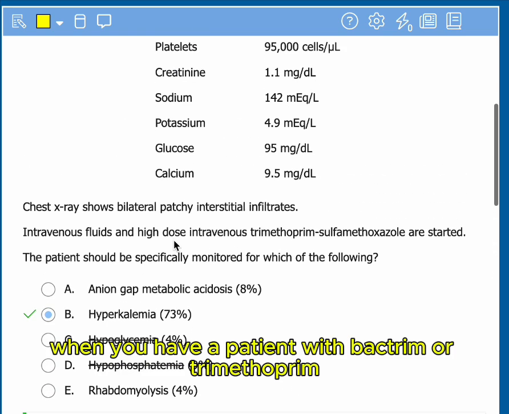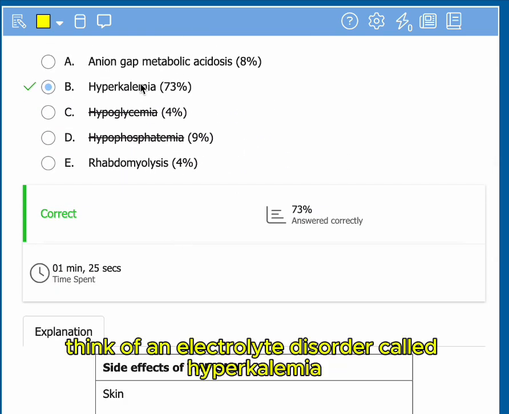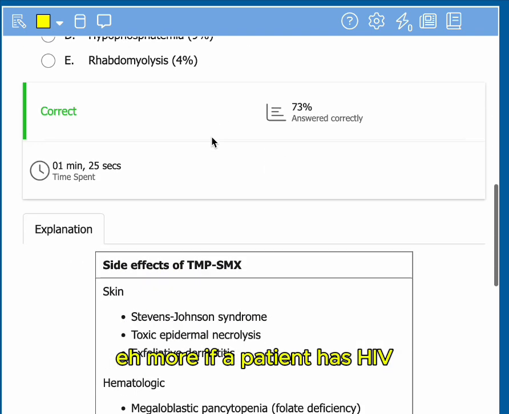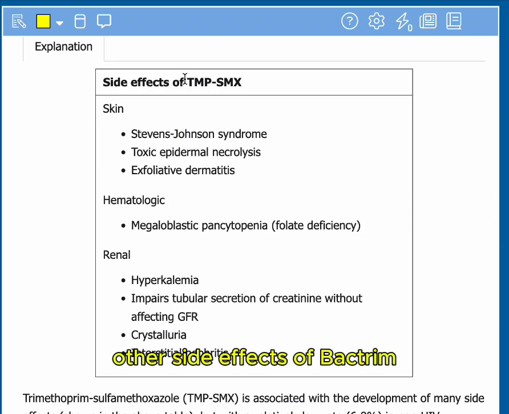So always when you have a patient on Bactrim, or trimethoprim sulfamethoxazole, think of an electrolyte disorder called hyperkalemia, and this is increased even more if a patient has HIV. The risk is more elevated. Other side effects of Bactrim, a whole lot of them.